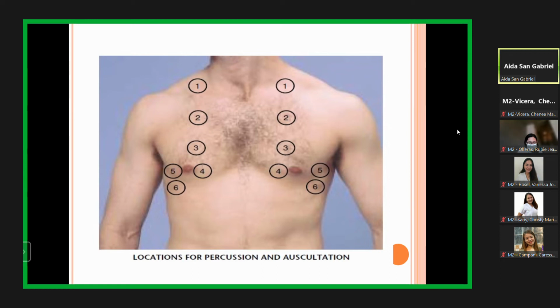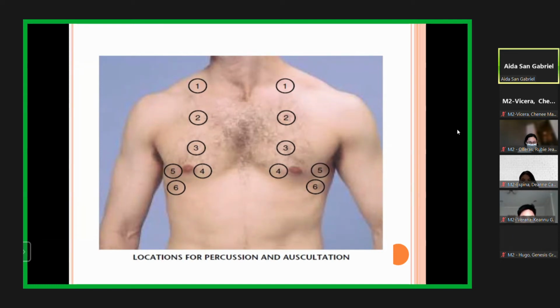So you start up above your clavicle, because we said that the lung extends beyond your clavicle. So you have to also percuss these areas. So one from the right, if you are facing your patient, you start from the right, going to the left, down, across, down, across, down, across, and then 5 and 6, the lateral sides of the chest.